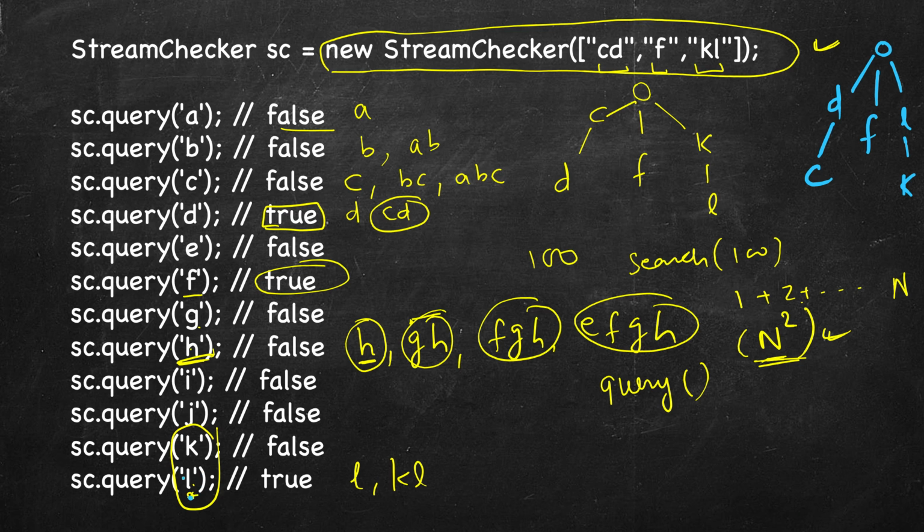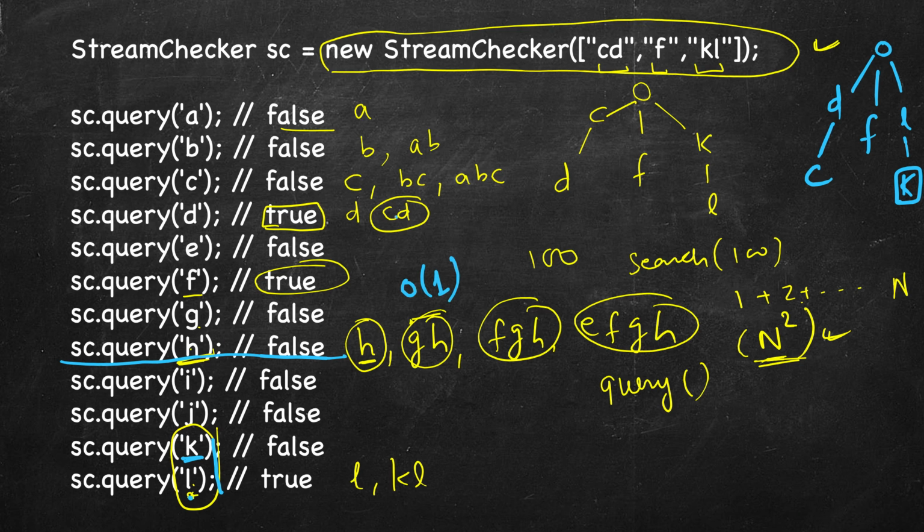We check if L is found or not. L is there, but it's not the end of the word. So we will move up. We will look for the next character in the stream, the previous character. This is K. So we see whether K is there or not. K is there and it's the end of the word. So we return true. Similarly, in this case, let's say we are at the negative example and we look for H. H is not there at all. So we will return straight away in O of one time.